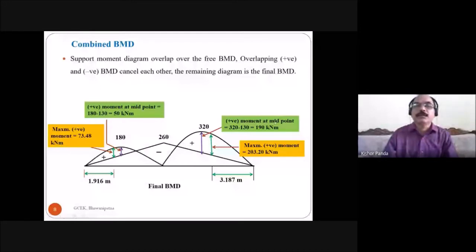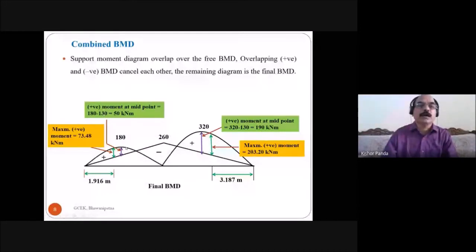Because this total is your 320, and you have to find out this value, because this is 260 by 8 is equal to this value. This you take Y, so Y by 4. Then you can find out what is the value of Y. So Y is equal to 130. Then the positive moment at midpoint is equal to 320 minus 130 is equal to 190 kilonewton meter. Here this is 180 minus 130 is equal to 50 kilonewton meter.